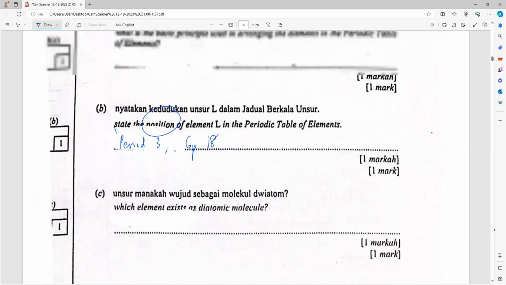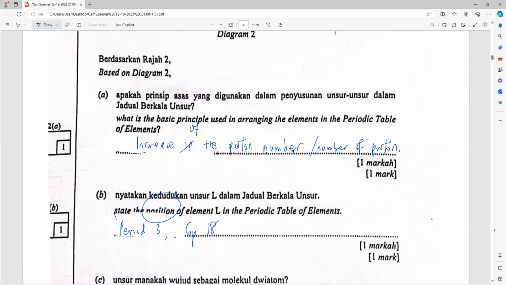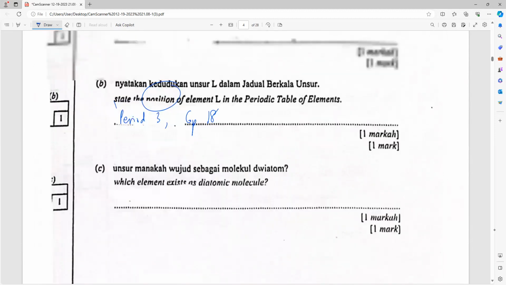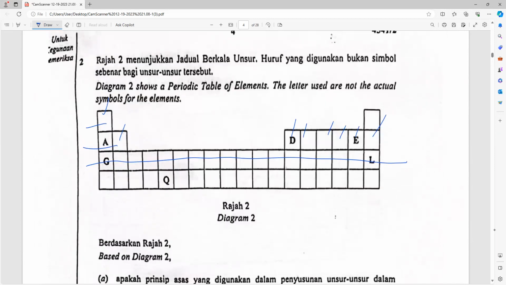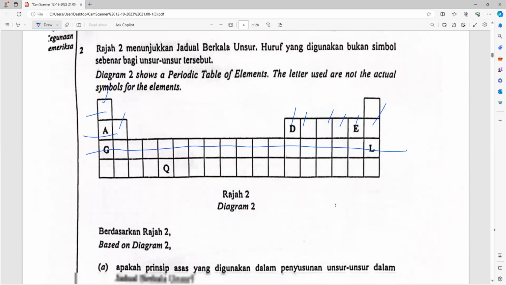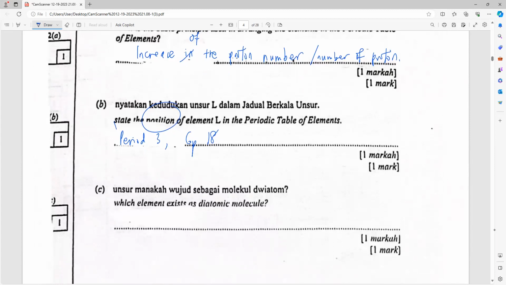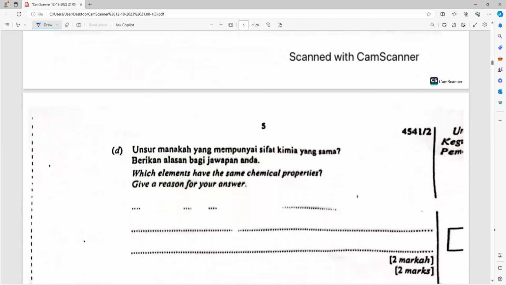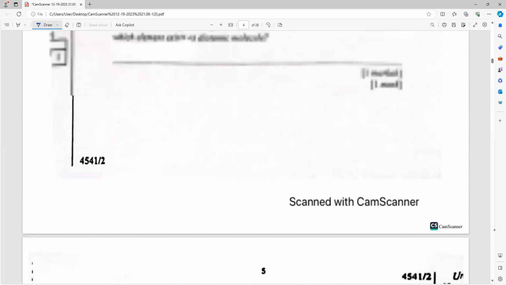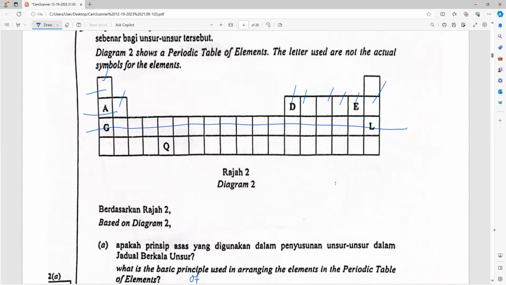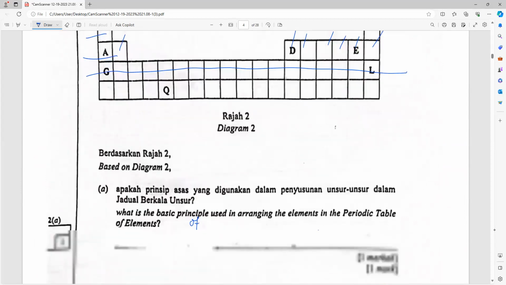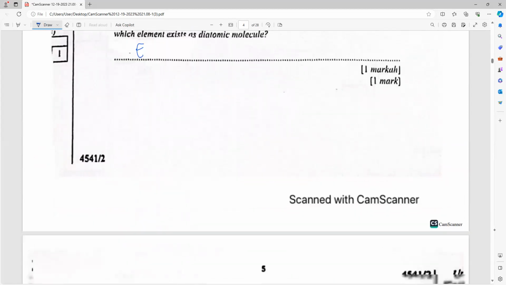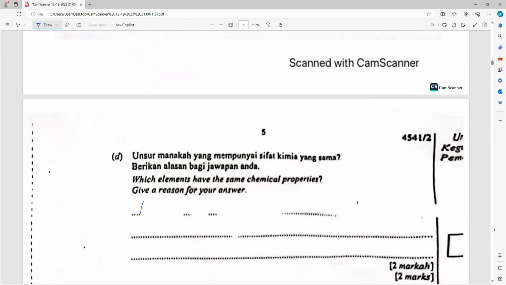Which one exists as a diatomic molecule? E. Very good. You don't even have to say element E. Straight away, E is fine. Which one has the same chemical properties? Element A and element G. Correct. A and G, correct. Or if you want to be more specific here, you can say atom A, atom G.